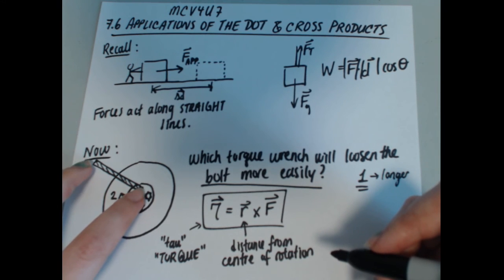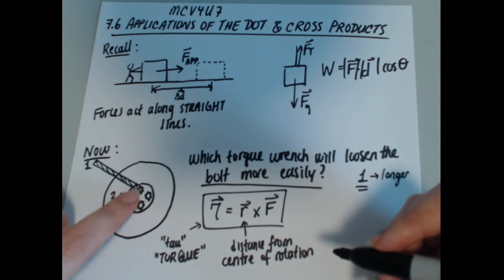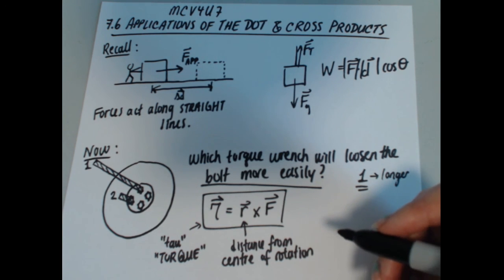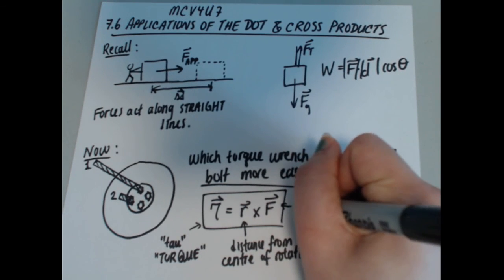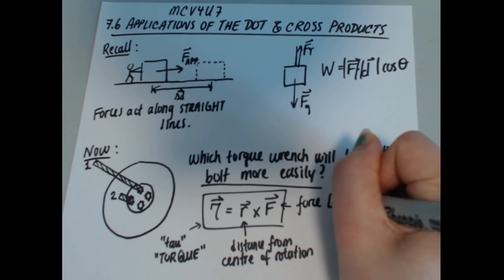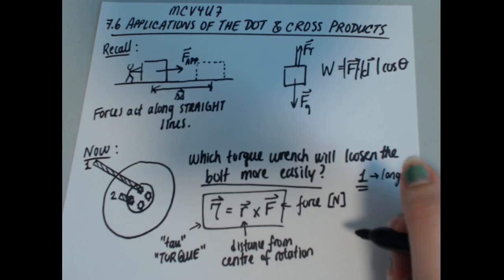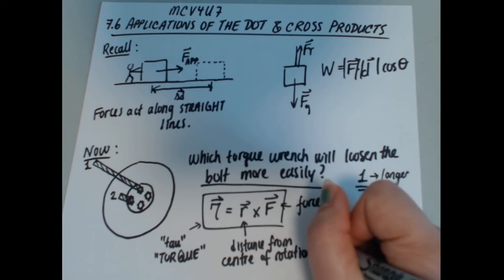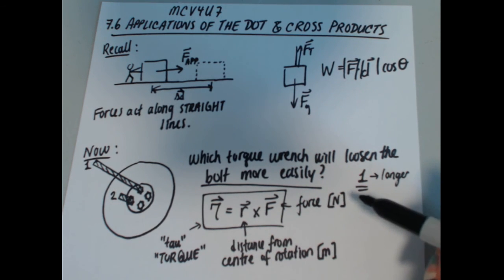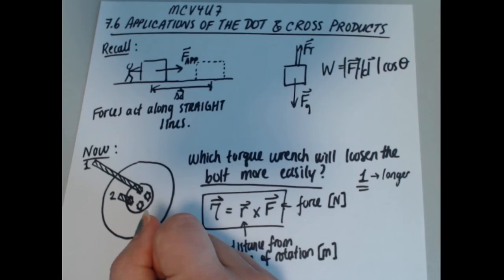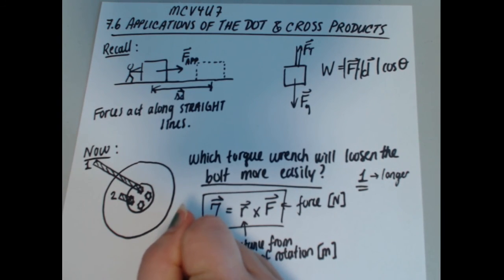If you imagine this thing rotating, it's going to rotate about this center of rotation, which is the bolt, and so that full length is R. F, as you might imagine, is the force. Force is measured in newtons, so I represent my units using square brackets. R is the distance, measured in meters, and therefore torque, which is given by R cross F, is going to be given by the units newton meters.